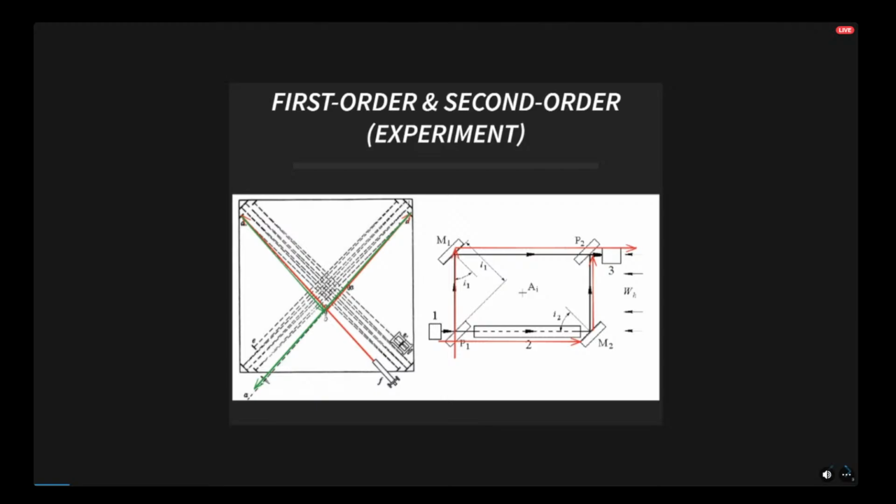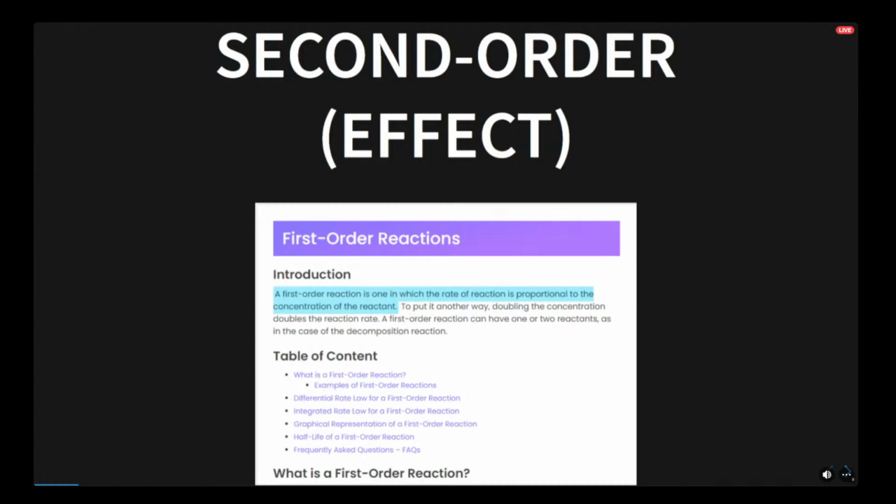But they each have their own advantages and disadvantages to the types of experiment and the information that you can extract out of them. And the same goes for the mathematical analysis as well, which we're going to get into. But before we do that, we'll cover first order and second order effects.